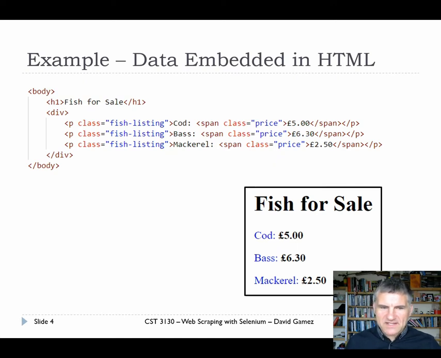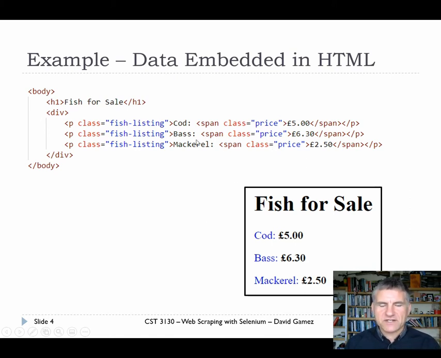So let's show a little bit of an example, yeah? I put together a couple of very simple web pages just to show you what I mean here, yeah? Suppose we're scraping fish prices, yeah? So we've got cod, bass, and mackerel, and the price, and we want to do a fish comparison website, let's say, yeah? This might be a traditional HTML file that's sent back from a website run using PHP.